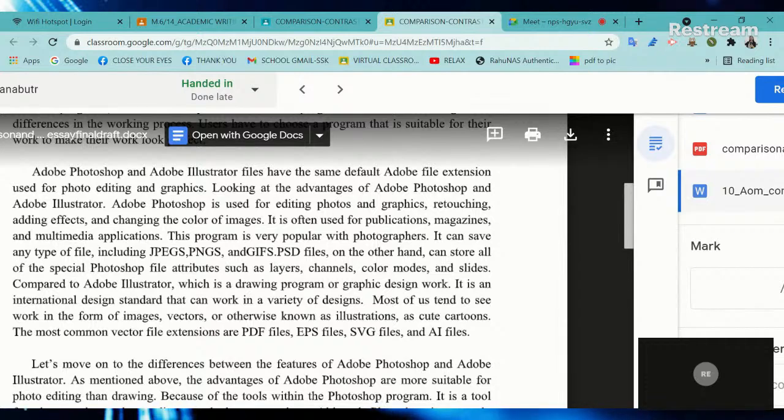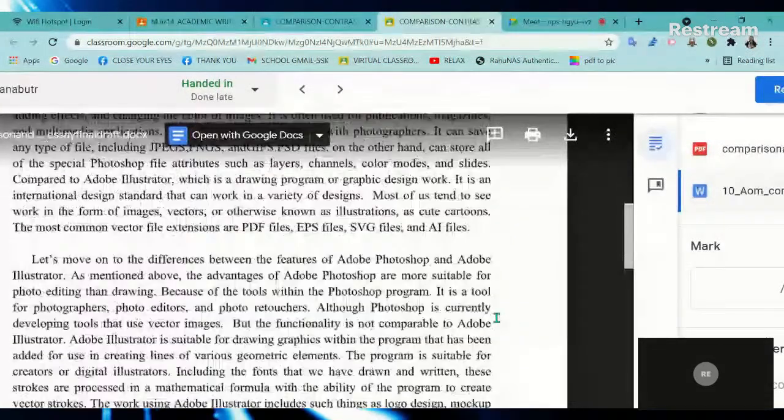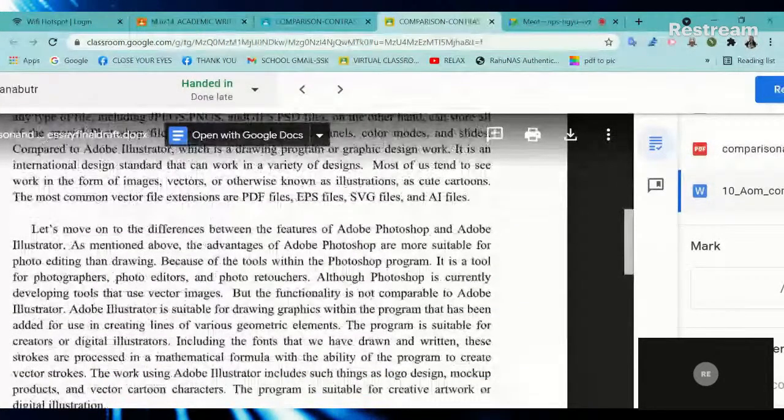PSD files, on the other hand, can store all of the special Photoshop file attributes such as layers, channels, color modes, and slides. Compared to Adobe Illustrator, which is a drawing program for graphic design work, it is an international design standard that can work in a variety of designs. Most of us tend to see work in the form of images, vectors, otherwise known as illustrations, as cute cartoons. The most common file extensions are PDF files, EPS files, SVG files, and AI files.